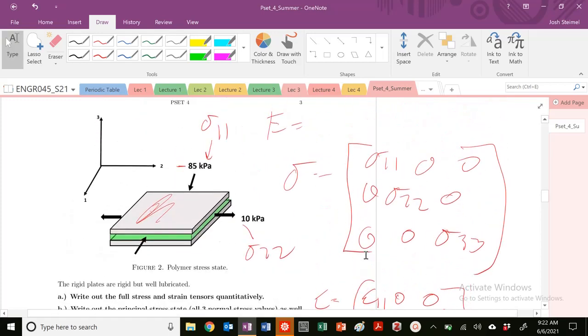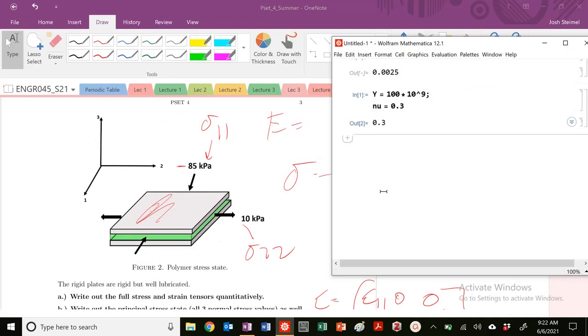So that's it. Let's go ahead and define our system. My sigma 1-1 equals minus 85 times 10 to the 3. My sigma 2-2 equals 10 times 10 to the 3. And that's pretty much all we've got. And we know that epsilon 3-3 is equal to 0.